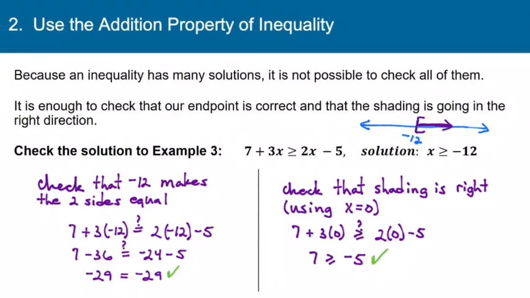So if I had gotten a false statement here, I would have known that my shading was supposed to go the other way. This is not something that you have to do on every problem. It would slow us down a lot if we had to do 2 separate checks on each problem. But anytime you've kind of lost your confidence and you're not sure if your answer is right or not, keep in mind that you can do the check this way.